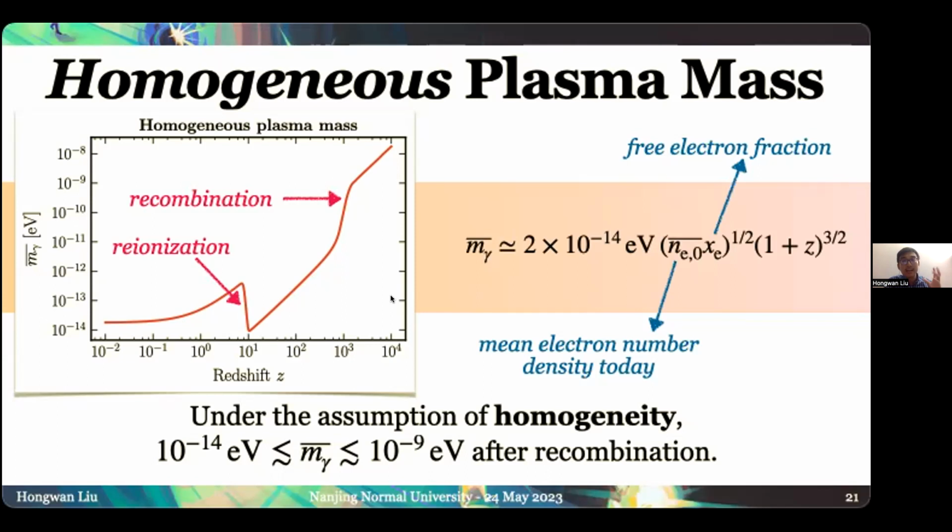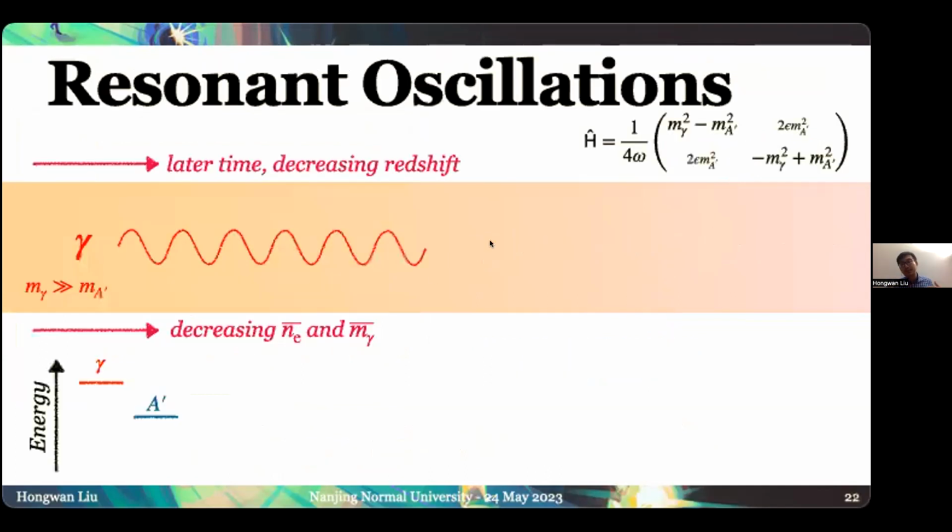Okay, so the key numbers to keep in mind here are 10 to the minus 14 to 10 to the minus 9 eV in terms of the plasma mass. So what happens when you have, for example, a photon traveling through a medium where the plasma mass is scanning between the values of 10 to the minus 9 eV all the way down to 10 to the minus 14 eV, right? Suppose m_A' is in the middle of this range, so something like 10 to the minus 13 or 10 to the minus 12 eV.